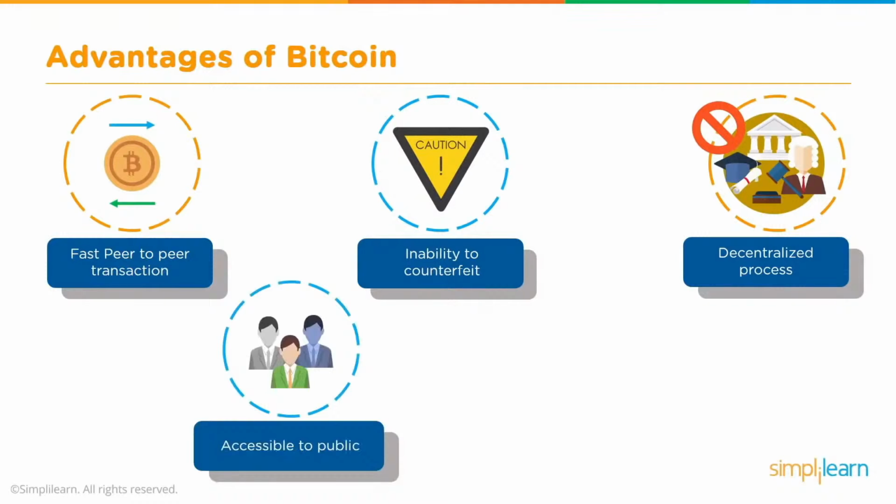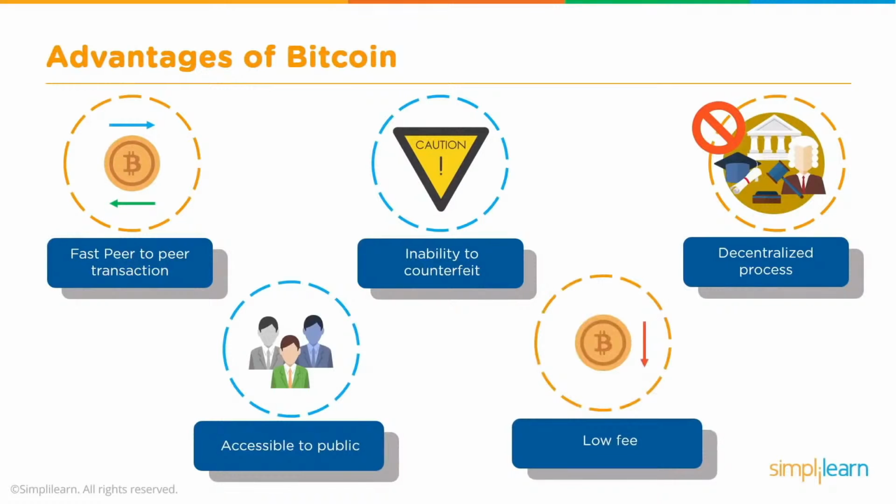All the information is accessible to the public. It is available publicly on a public ledger. Anyone can go and view the transactions and the volume of the transactions happening on the Bitcoin network. And it is a low fee transaction. It is comparatively low to other mediums and channels through which digital transactions are made today.